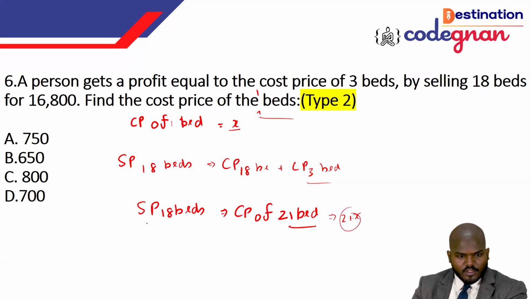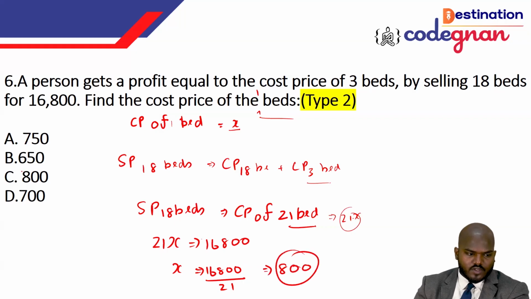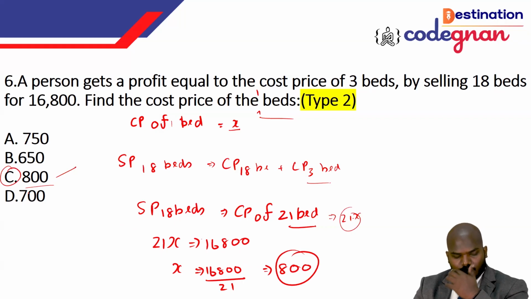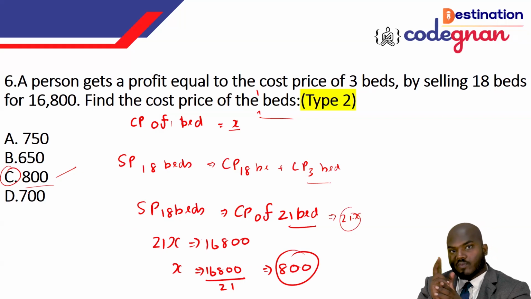Because the total selling price for 18 beds is 1600, 21 times x is equal to 16800, so x is 16800 by 21, which gives you 800. So the cost price of a single bed is option C. Many people have confusion here: why do you take the cost price of the three beds additionally? Because the person is getting a profit, so read the question twice.